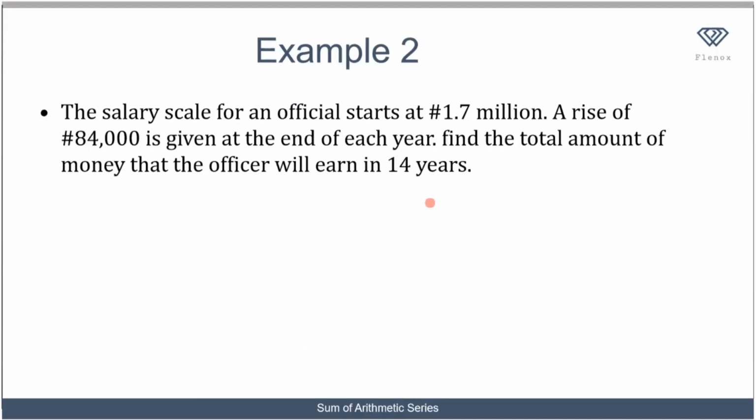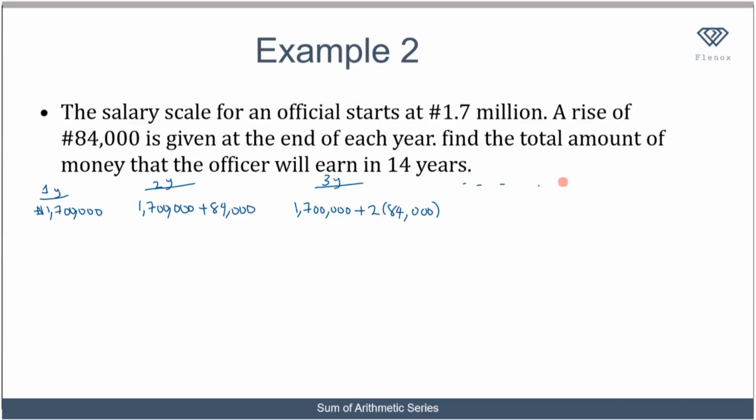Now let's consider one more example. I'm told here that the salary scale for an official starts at 1.7 million naira. A raise of 84,000 is given at the end of each year. Find the total amount of money that the officer will receive in 14 years. So the official starts the job. After the first year of working, he receives 1.7 million naira. After the second year, they add 84,000 naira to his salary, so he receives 1.7 million naira plus 84,000. After the third year, another 84,000 is added, so he receives 1.7 million naira plus 2 times 84,000, and so on till he retires, after 14 years.